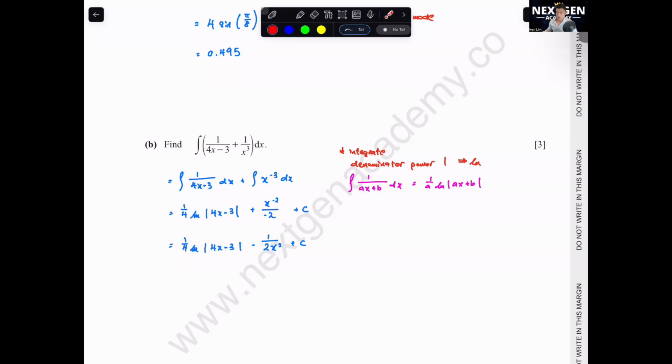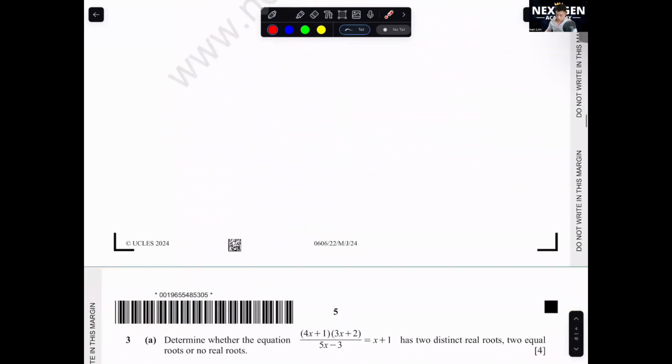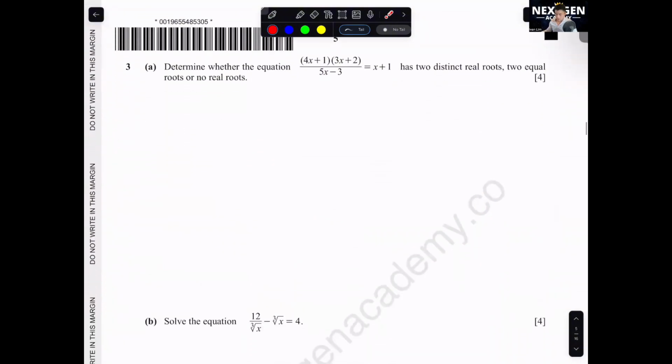All right, let's move on to question 3. Determine whether the equation 4x plus 1, 3x plus 2 over 5x minus 3 equals x plus 1 has 2 distinct real roots, 2 equal roots, or no real roots. When they say this statement, that means they want you to find the type of roots. How to find the different types of roots? You have to do b squared minus 4ac. You have to check whether it is less than 0, equal to 0, or more than 0.